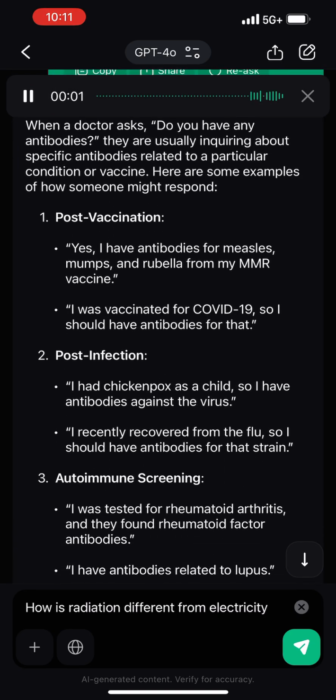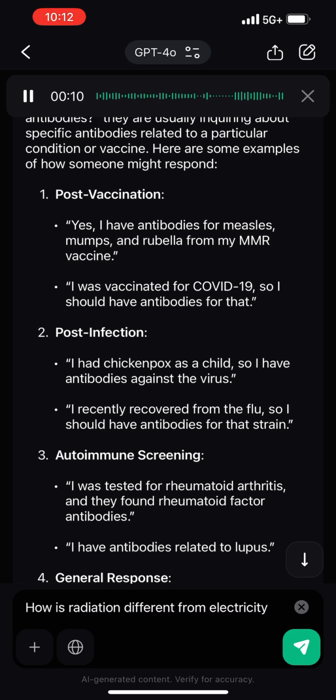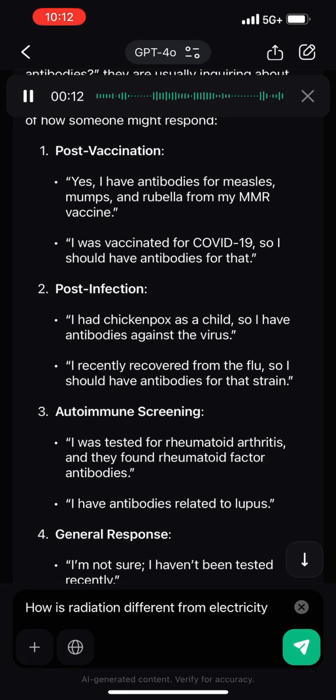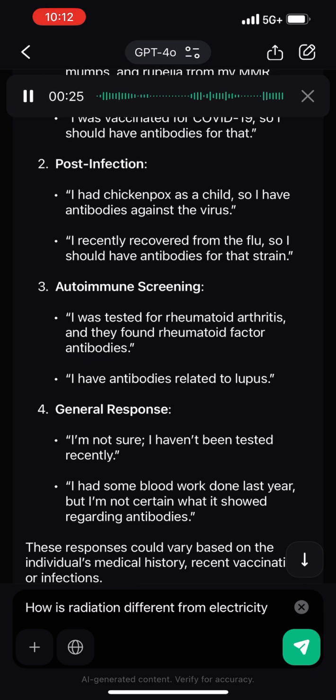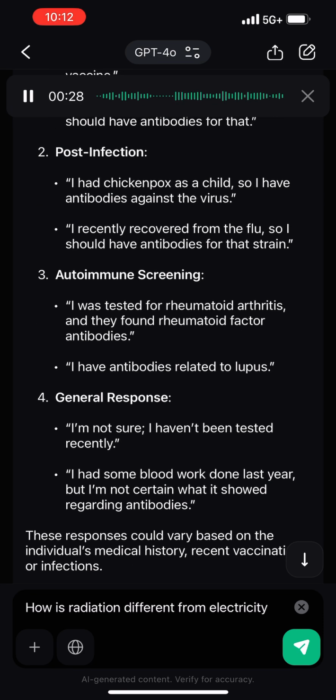When a doctor asks, "Do you have any antibodies?" they are usually inquiring about specific antibodies related to a particular condition or vaccine. Here are some examples of how someone might respond. 1. Post-vaccination: "Yes, I have antibodies for measles, mumps, and rubella from my MMR vaccine." "I was vaccinated for COVID-19, so I should have antibodies for that." 2. Post-infection: "I had chickenpox as a child, so I have antibodies against the virus." "I recently recovered from the flu, so I should have antibodies for that strain."